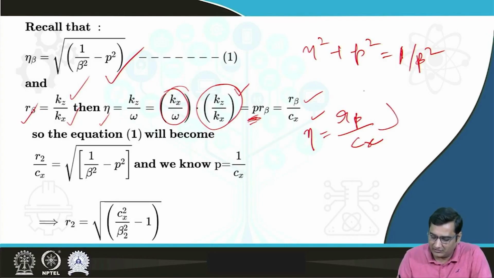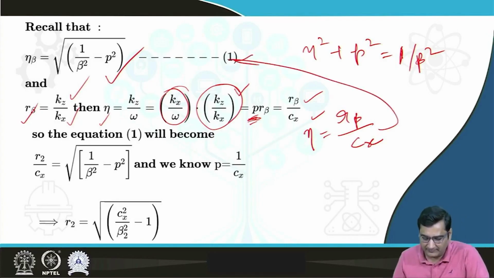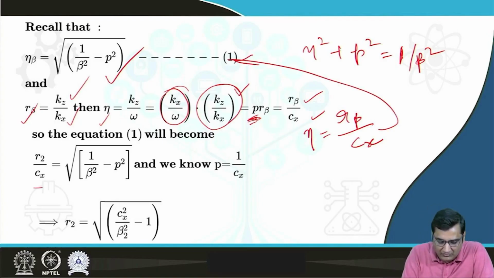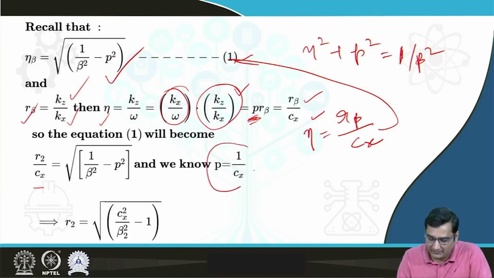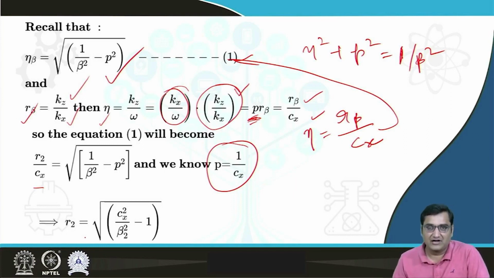Now if you incorporate this into equation 1, then what will you get? R2 by cx is equal to the square root of 1 by beta squared minus p squared, and then we know that p is equal to 1 by cx, so you can get r2 as equal to the square root of Cx squared by beta 2 squared minus 1.